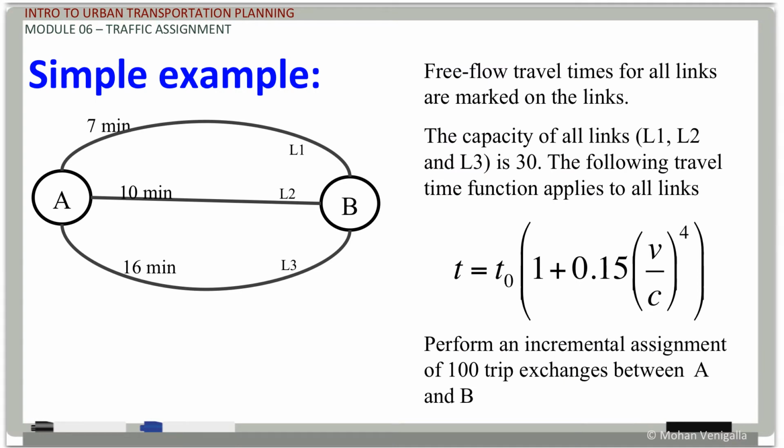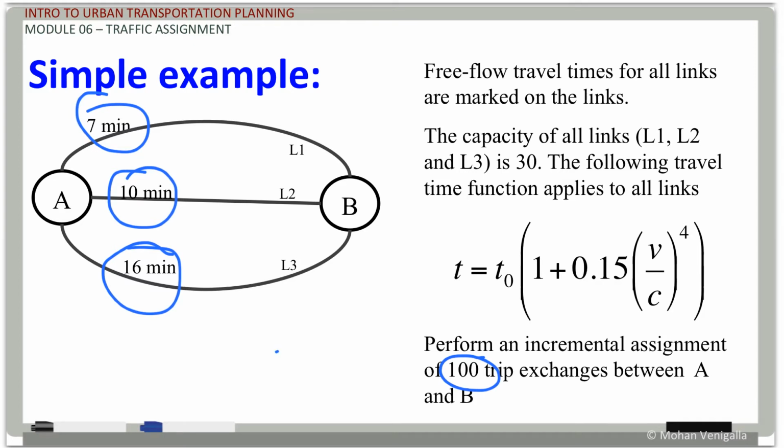So here is a simple 3-link problem, 2 zones, 3 links. It's the same thing we used earlier to do the all or nothing or stochastic assignment, but with slightly different travel times. You have link 1 with 7-minute travel time, link 2 with 10-minute travel time, and link 3 with 16-minute travel time. And the trip exchange between A to B, we are only doing A to B to illustrate this, is 100 trips.